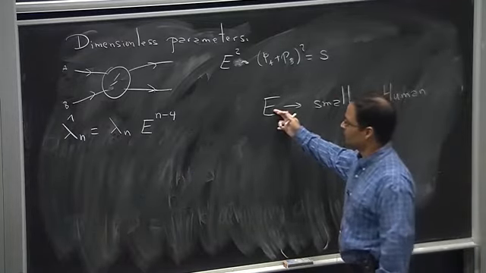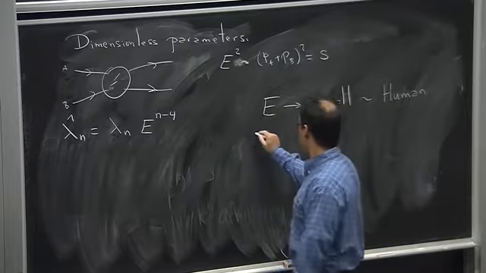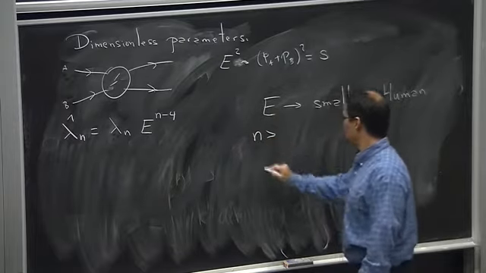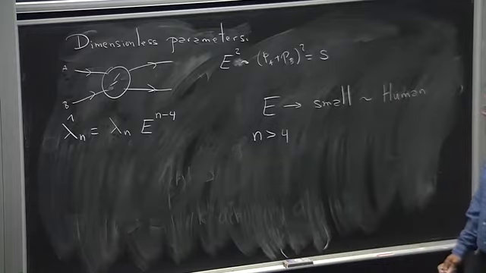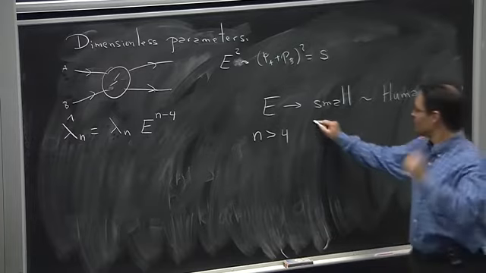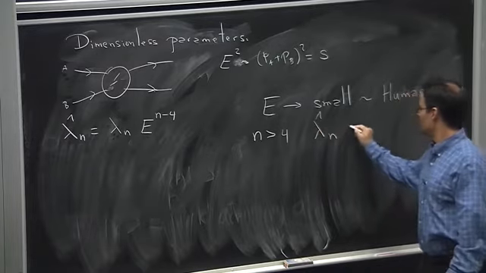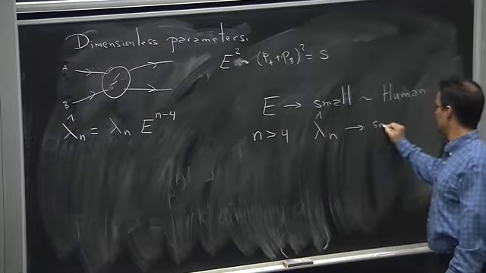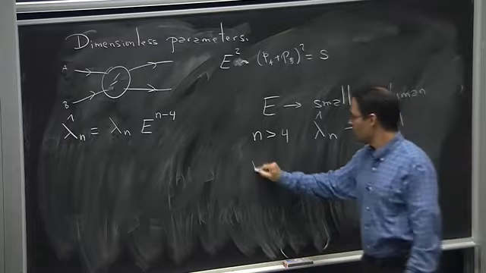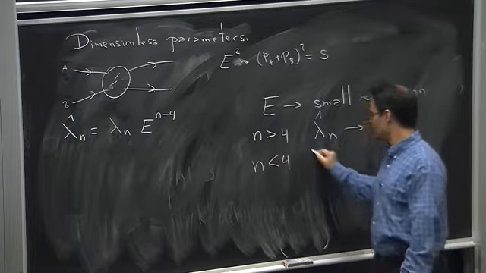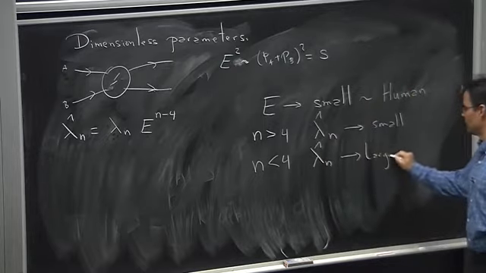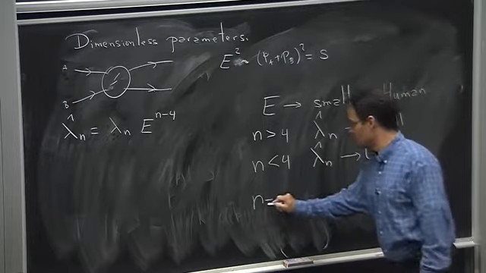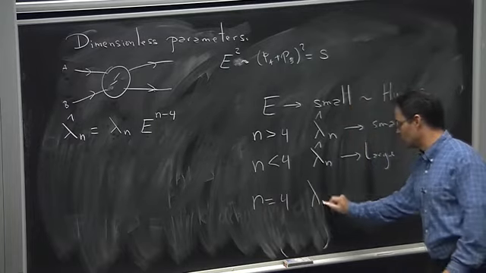Well, what do we get? If n is greater than 4, then what happens to the interactions? Yeah, this is very small. If n is less than 4, then these are large. And if n is equal to 4, then we get to choose.